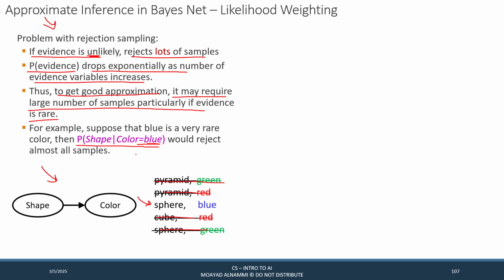What can we do to fix this? Well, this is where likelihood weighting comes in. Likelihood weighting does the following. It says, hey, let us fix the evidence variables in my samples, and let's sample the remaining variables.